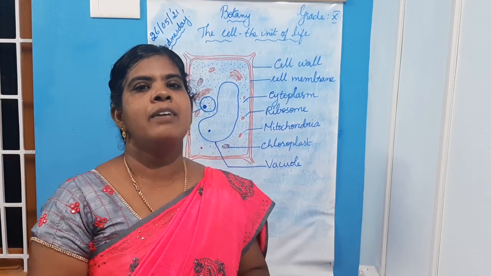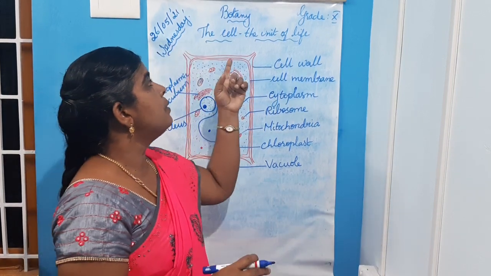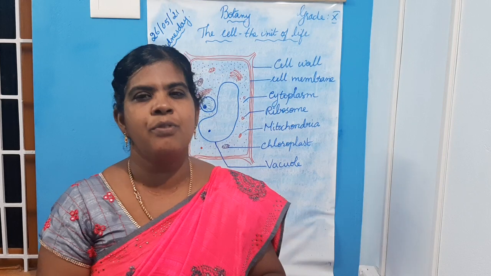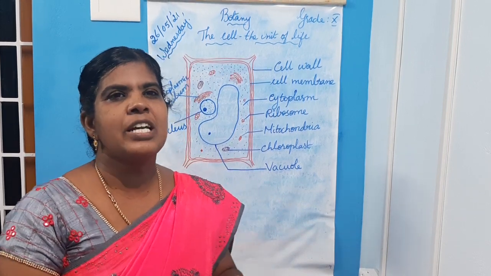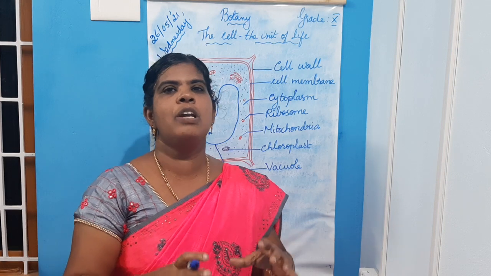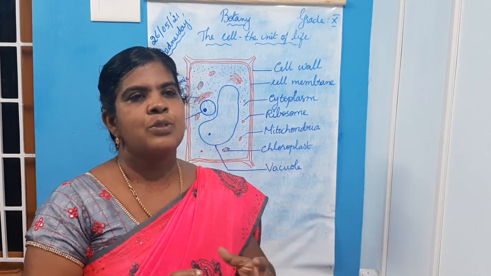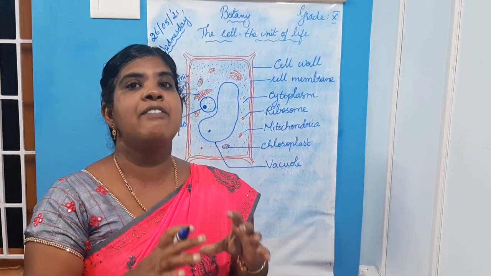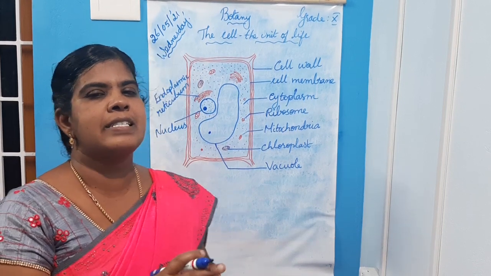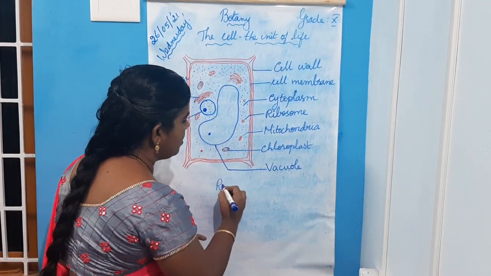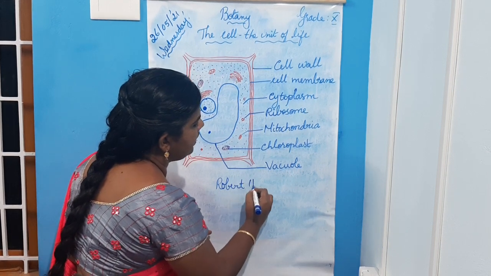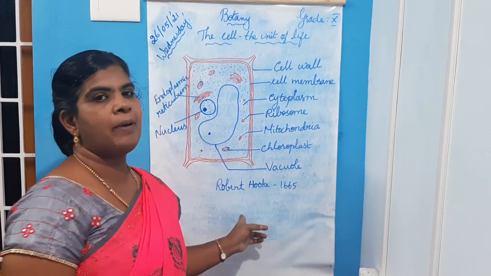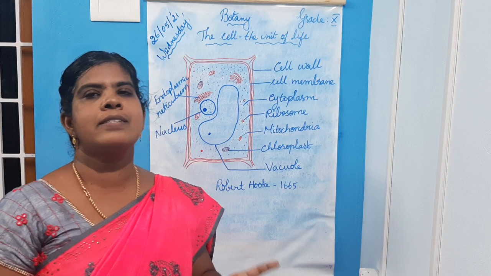Today we are going to learn about the cell, the unit of life. Cells are the building blocks of organisms. The structural and functional unit of all living organisms is the cell. So, define cell: the cell is the structural and functional unit of all living organisms. The cell was first discovered by Robert Hooke in the year 1665.